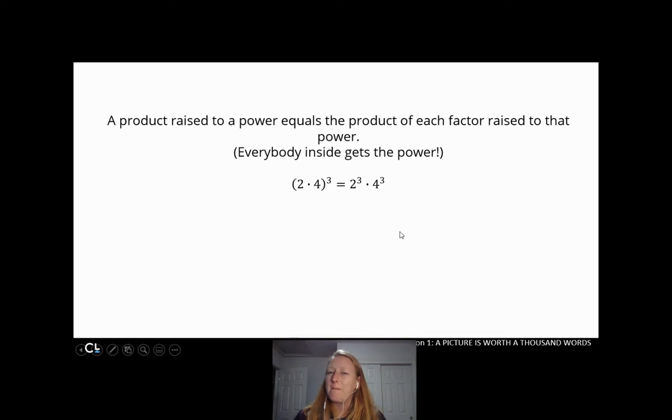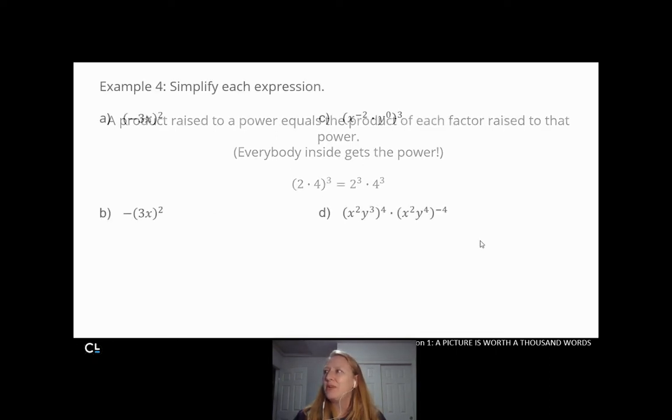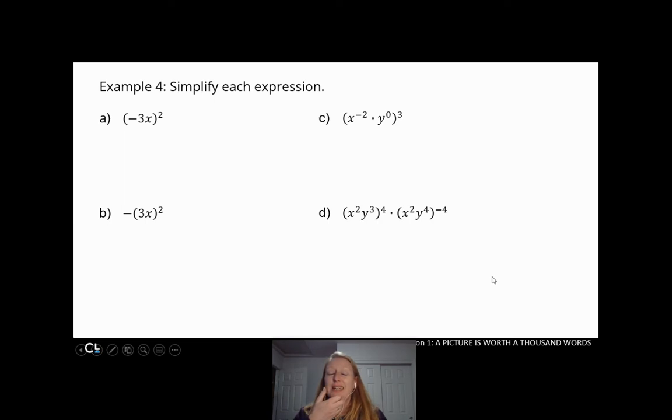You ready to try some? Last example. I would like you to try these out. Go ahead and hit pause, work it out, and then hit play when you're ready to check your work.